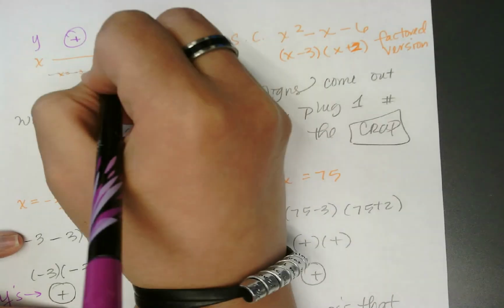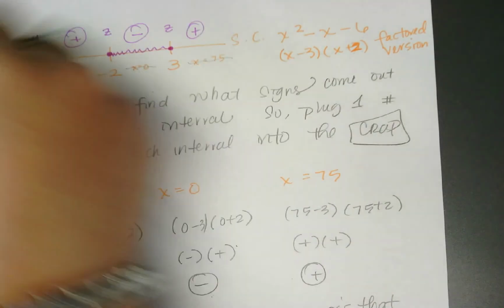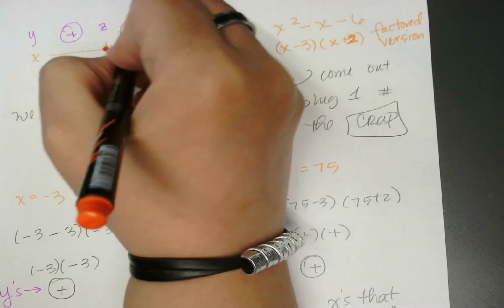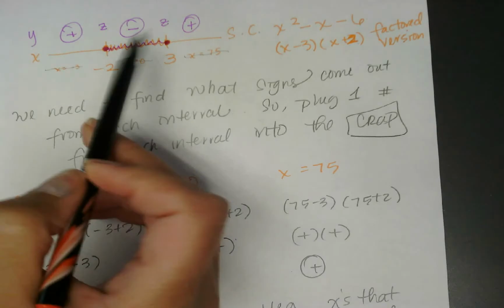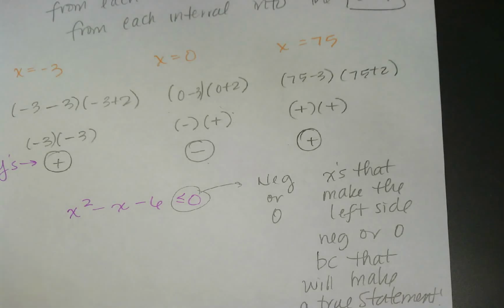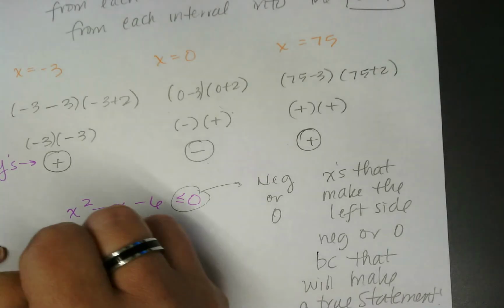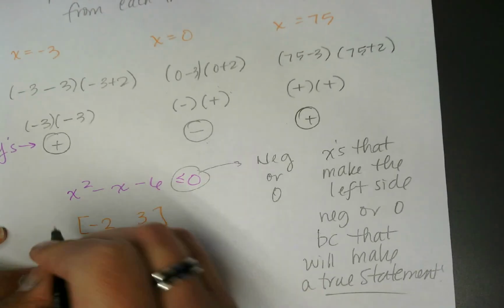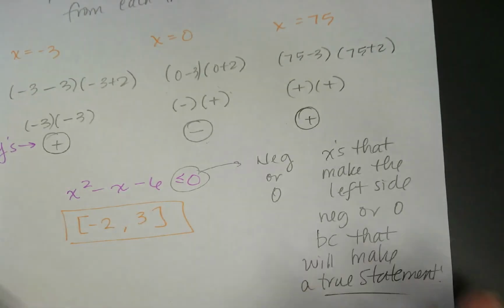And then if you plug in these x values, I wanted to do orange, son of a biscuit. If you plug in these x values, they will give you a true statement. Okay? That's what that means. You plug in the x values, they give you a true statement. So your answer in interval notation is -2 to 3, included because of that equal sign. Okay? That's how you solve that inequality.